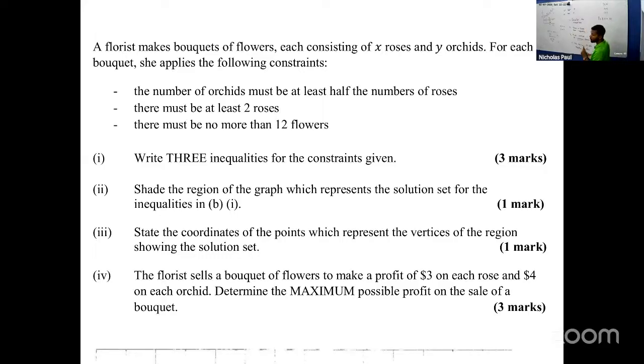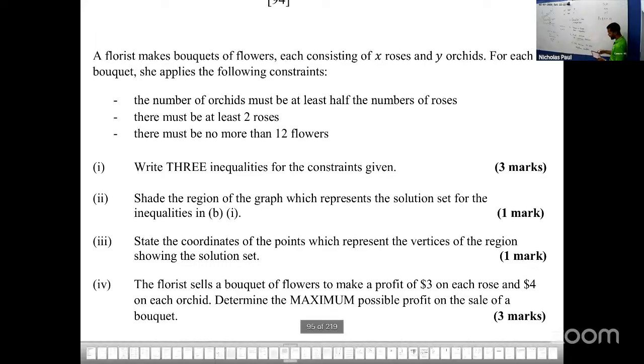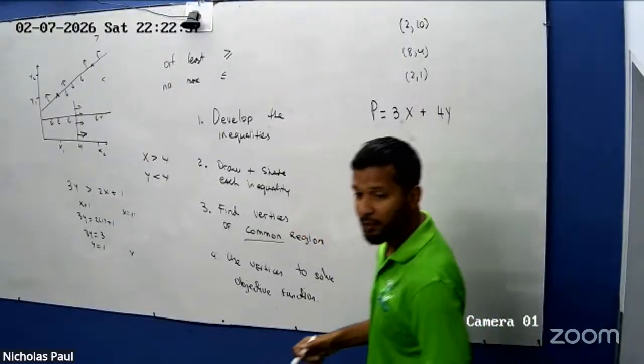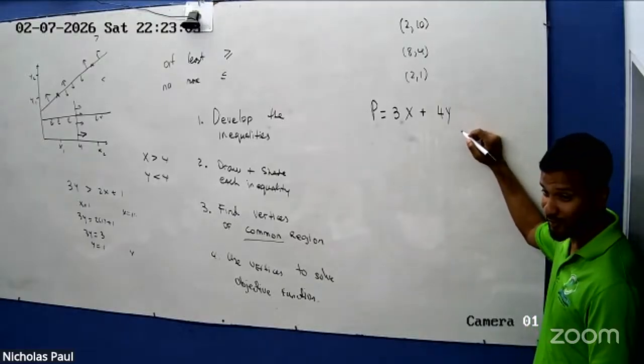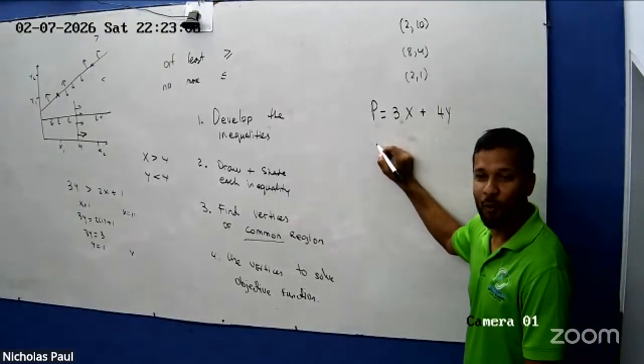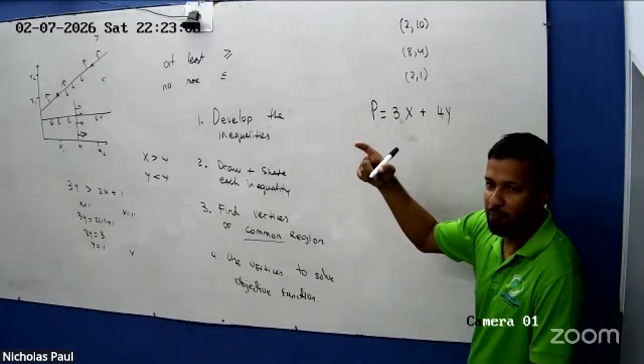So take a read at equation 4 and see if you agree with this. Is this a profit equation? 3 on every rose, 4 on every orchid. What did the question ask us to do? Determine the maximum possible profit. So you want to see what's the maximum profit that she could make. All right, so watch this here. How do we find the maximum profit?